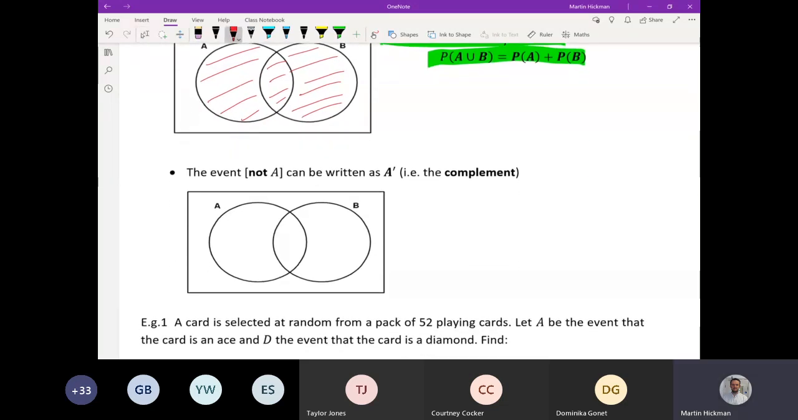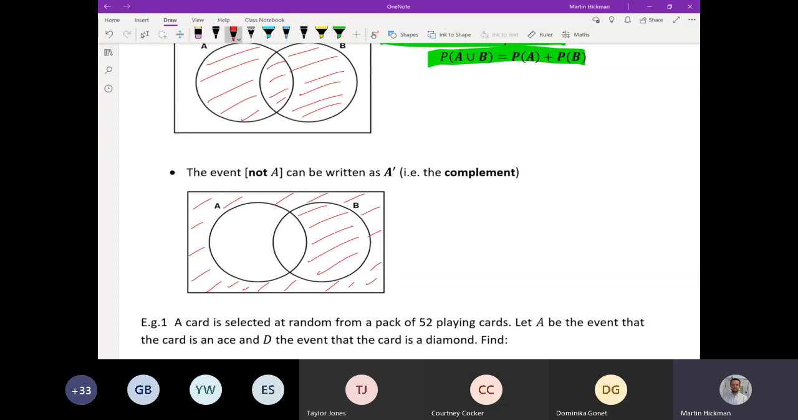And then finally, we met the not A scenario. If it's not A, we just put a little dash there to say that it's not A. So what we'd do in terms of shading this area is look at everywhere where A is not happening. Think of it as, what would I shade in if A was to be happening? Well, that's the only thing I'm not going to shade in.